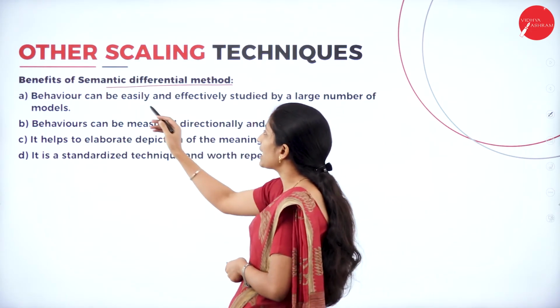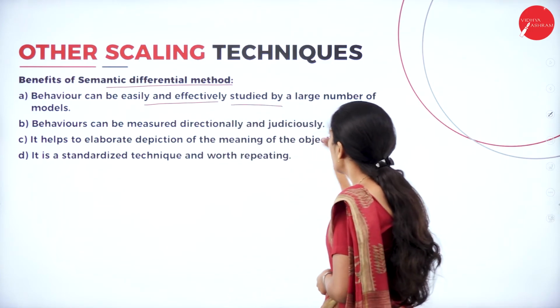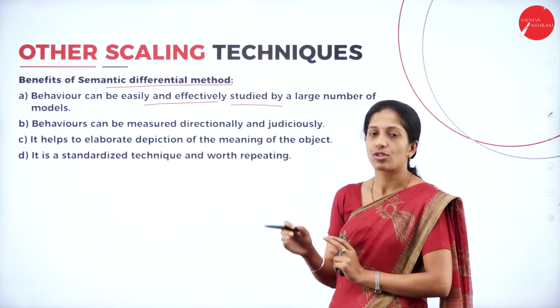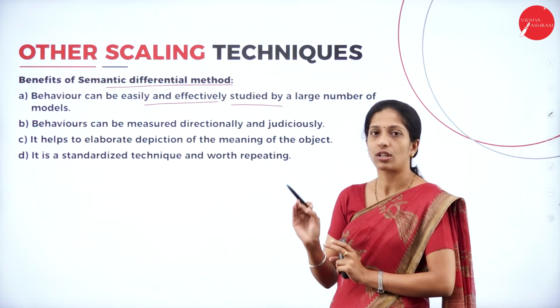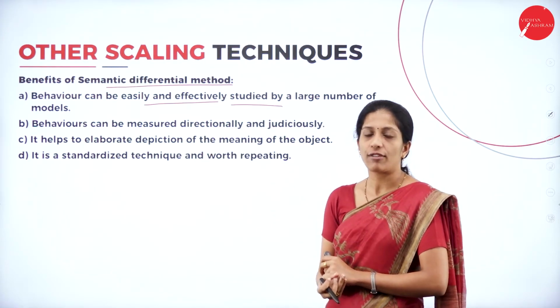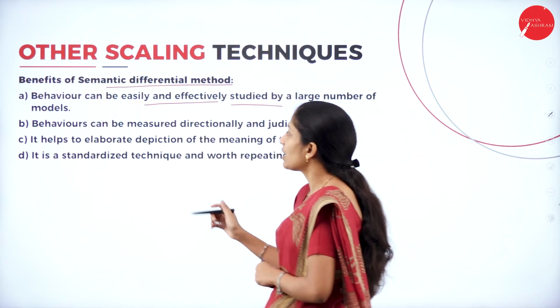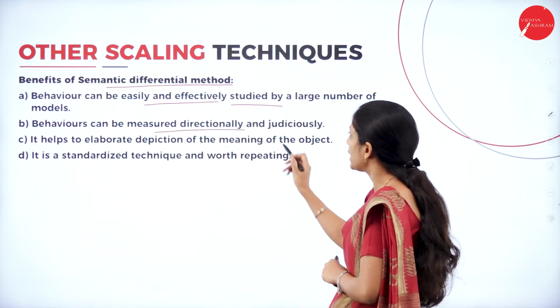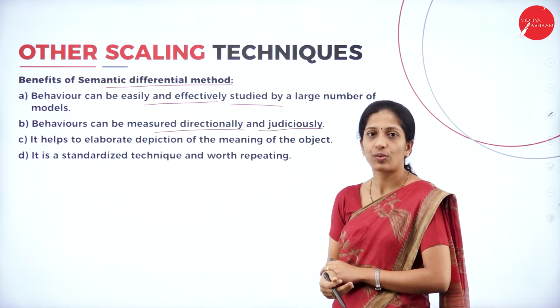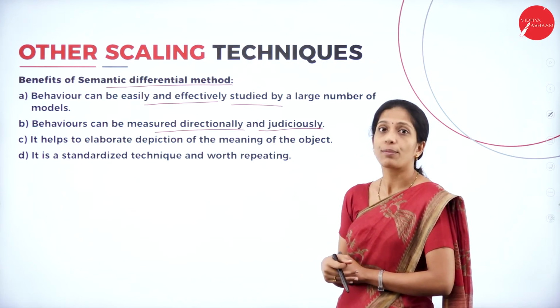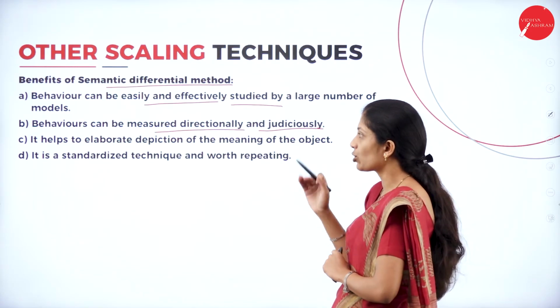So, behavior can be easily and effectively studied by a large number of models. So, they can easily represent. In order to see the satisfaction or to know the opinion of the respondent, such types of scales are used. Behaviors can be measured directionally and judicially. So, it is very easy to know the opinion of the respondent.